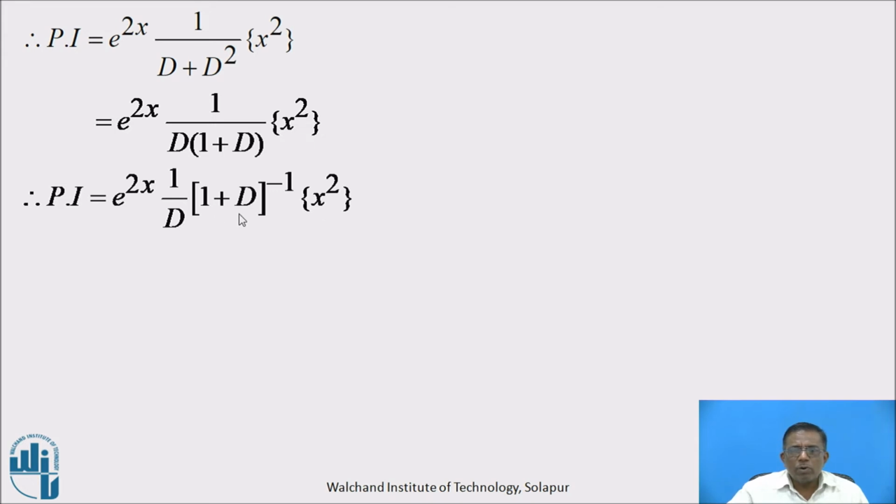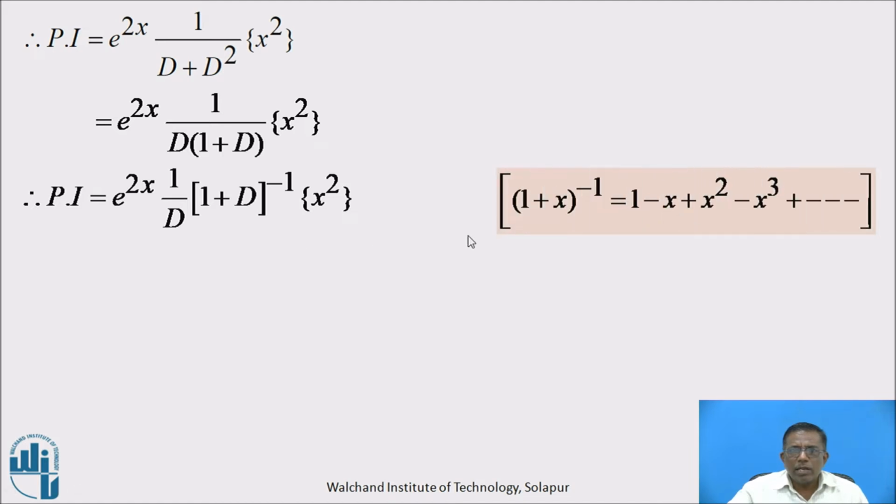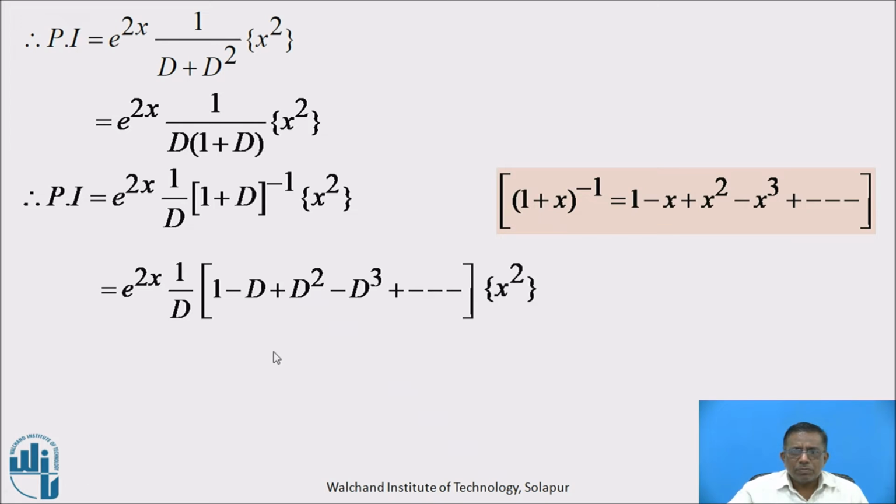Now we have to expand (1 plus D) bracket raised to minus 1 in ascending powers of D using binomial expansion. (1 plus x) bracket raised to minus 1 can be written as 1 minus x plus x square minus x cube and so on. Here x is the second term, here it is D. Therefore, PI equal to e raised to 2x as it is into 1 by D kept as it is. Now the expansion of (1 plus D) bracket raised to minus 1 is 1 minus D plus D square minus D cube and so on, infinite terms, bracket close, into x square.